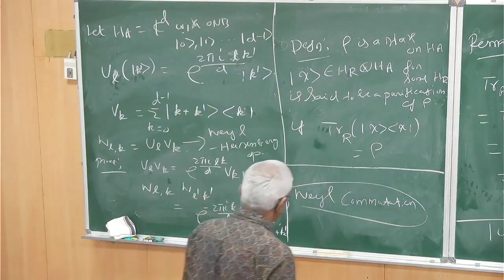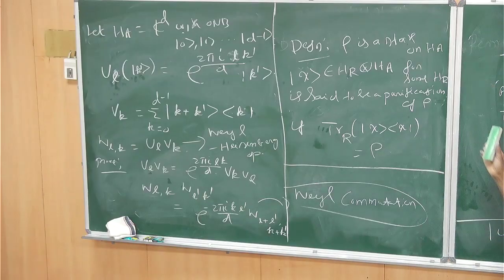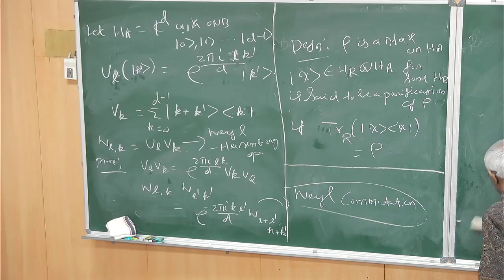Purification means that it becomes a pure state, that's all. You can amplify the state, go to a bigger space, and you get a pure state. If you take the partial trace of that, you get this rho. So that on a bigger space, it will be a pure state.